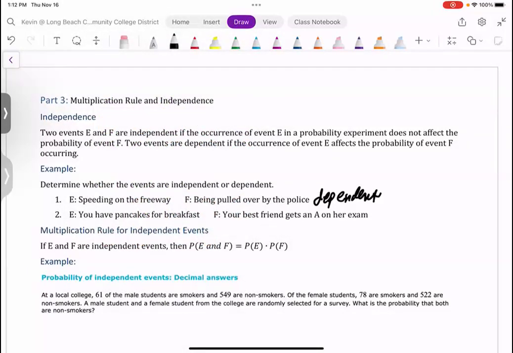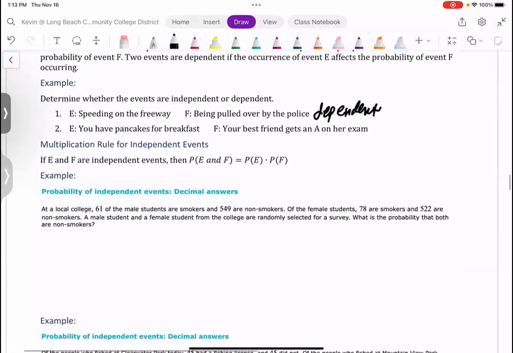You have pancakes for breakfast. This is example 2. You have pancakes for breakfast and your best friend gets an A on her exam. Those are independent events. They have nothing to do with each other. And we all have superstitions, right? Hopefully we know not to take too much stock in those.